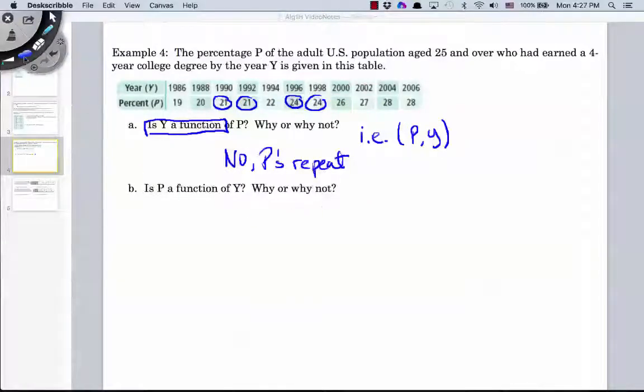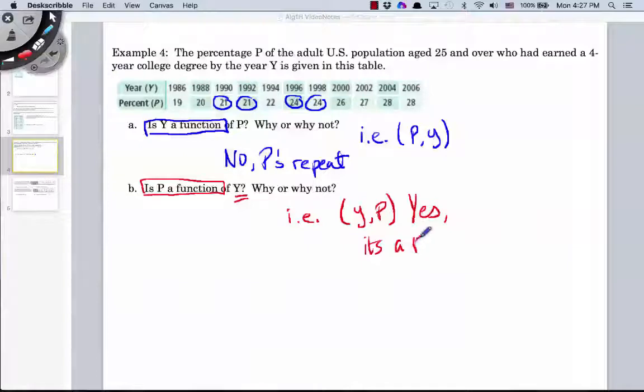Now again, the second part of this question flip-flops those two variables and asks, is p a function of y? So in other words, y is now my independent variable and p is my dependent variable. So are there any repeated y values? Again, I see that there are no repeated y values here as my years do not repeat, and therefore I can conclude that p is a function of y.